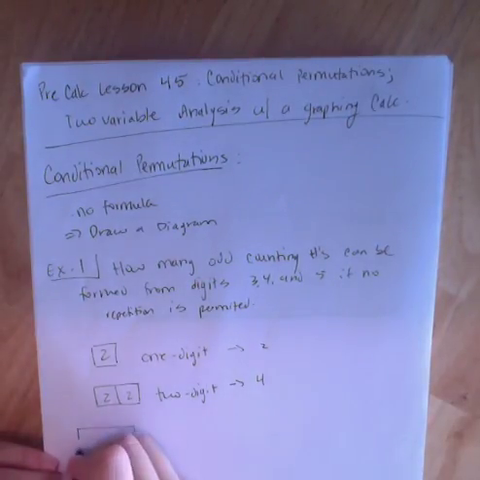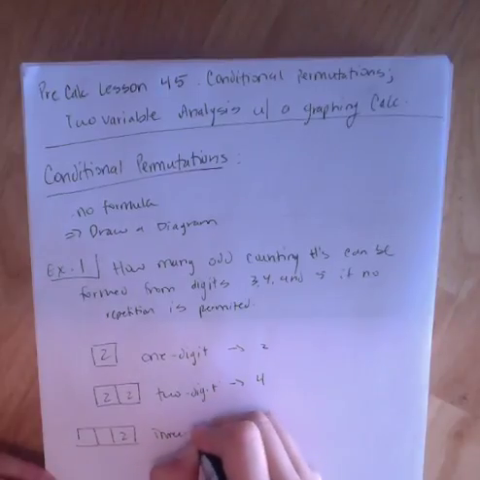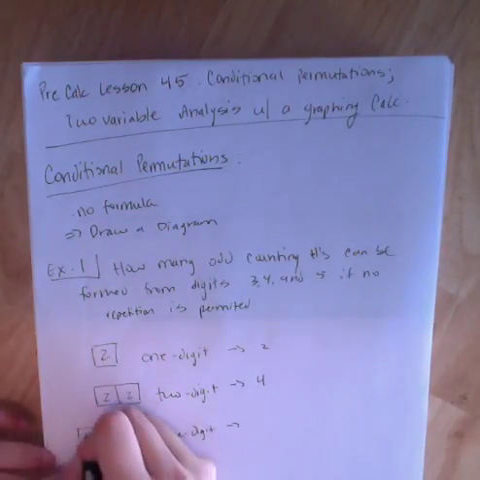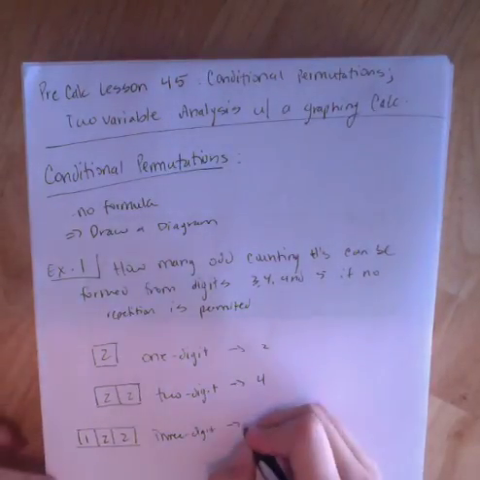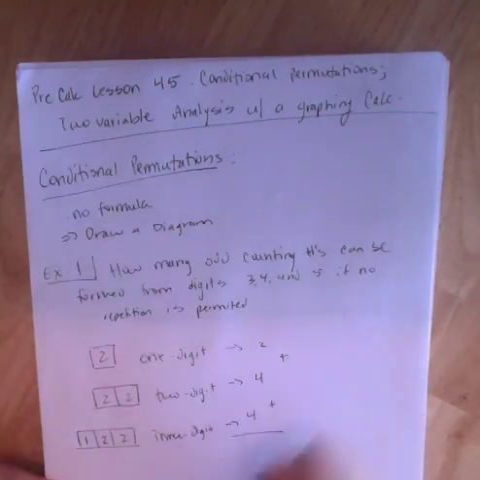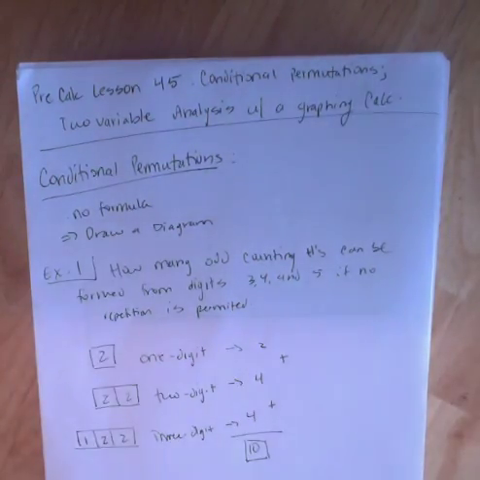Now let's look at 3 digits. Okay, again, this is 3-digit. We know that this is going to be 2 because it either has to be 3 or 5. If we use 3, then we can choose 4 or 5. If we use 5, we can choose 3 or 4. And then this option is only 1 because no repetition is permitted. So again, I do 1 times 2 times 2, which gives me 4. And then I add up all of these. 2 plus 4 plus 4 gives me 10 possible ways.